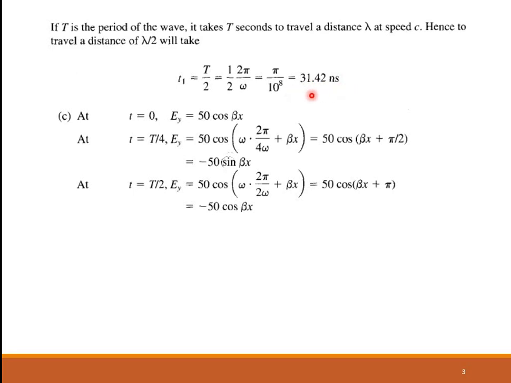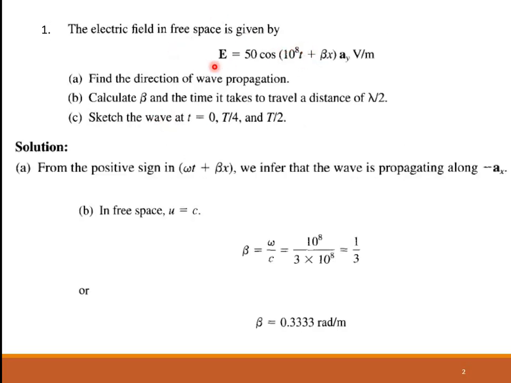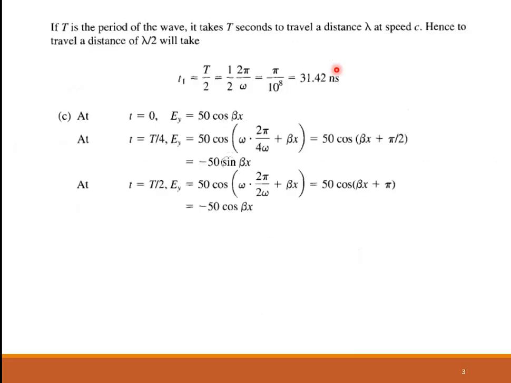Now the third part is you need to trace the wave, or draw the waveform, for 3 different instances. How do you obtain these instances? You just substitute for t in this expression. When t is 0, E is 50 cos beta x. You can also write it as Ey because the component varies in the y direction. Now when you substitute small t as T by 4, and in place of this T also substitute 2 pi by omega, you get this form, which can be simplified as 50 cos of beta x plus pi by 2, and this is the same as minus 50 sin beta x.